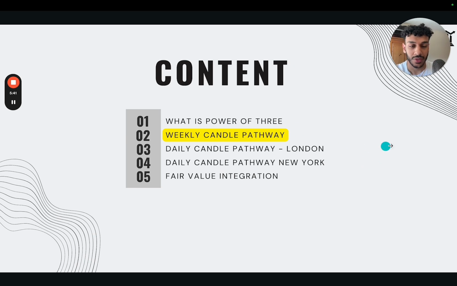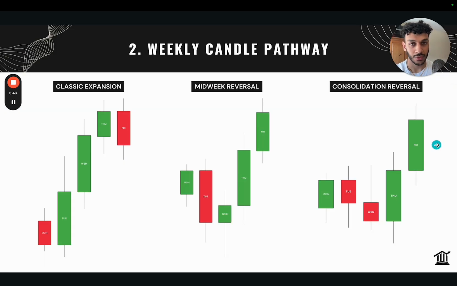So let's have a look at the weekly candle's pathway. Right now I have 3 different profiles. I have mentioned this before, but I have 3 different sort of profiles, cycles that I like to see play out in price, right? You have the classic expansion, you have the midweek reversal, and you have consolidation reversal.